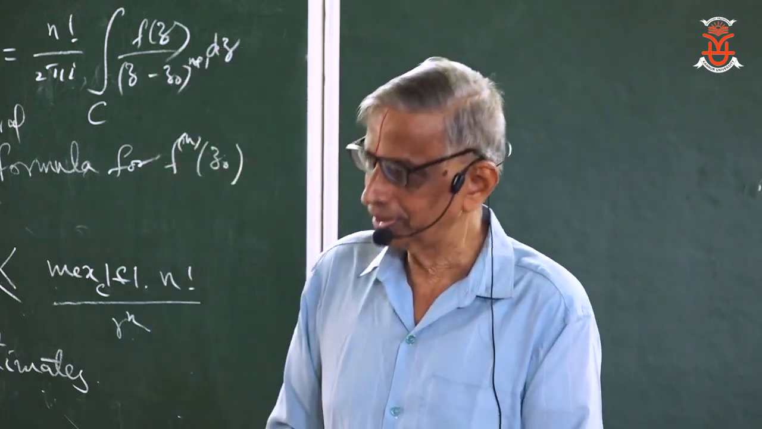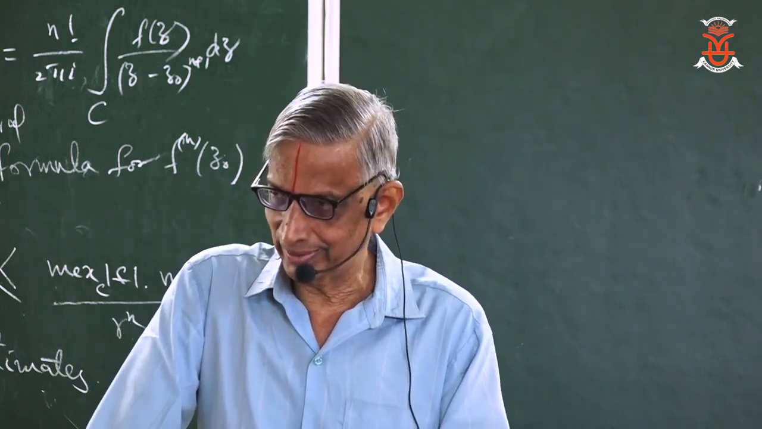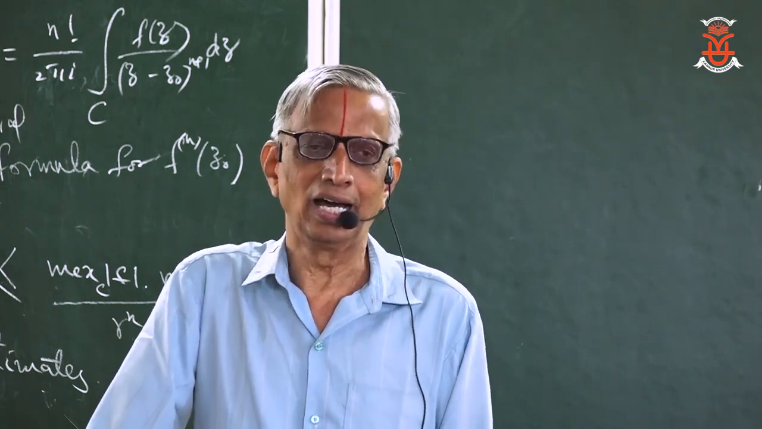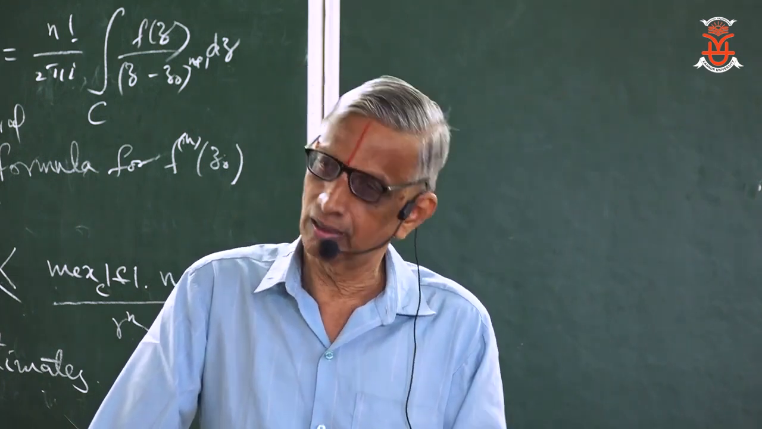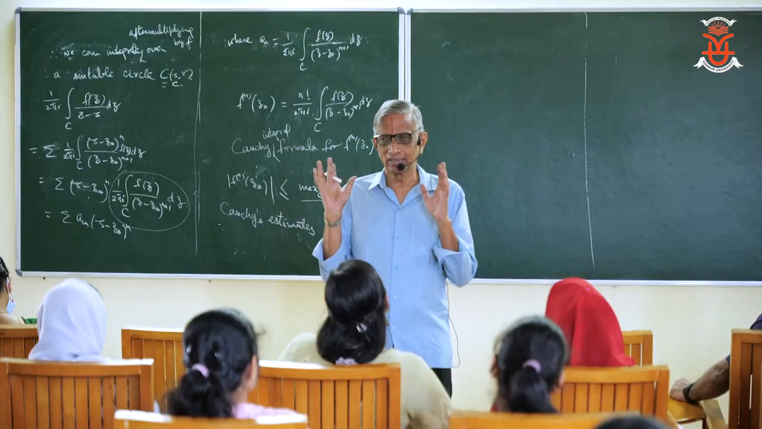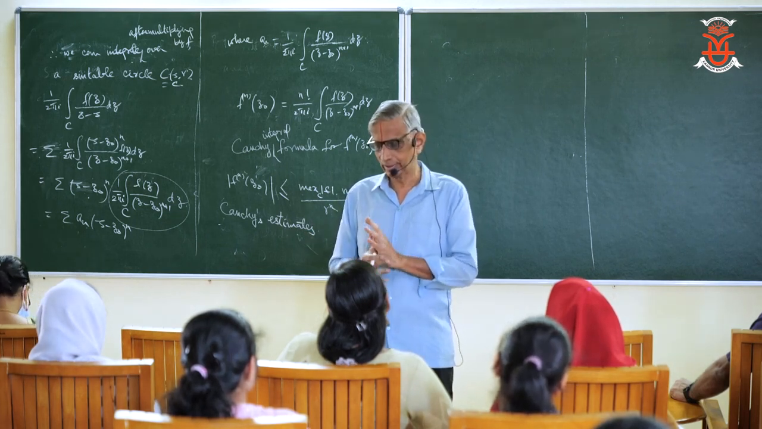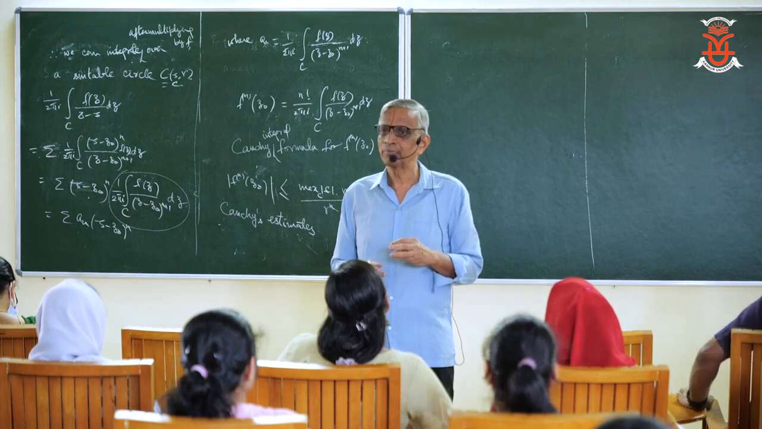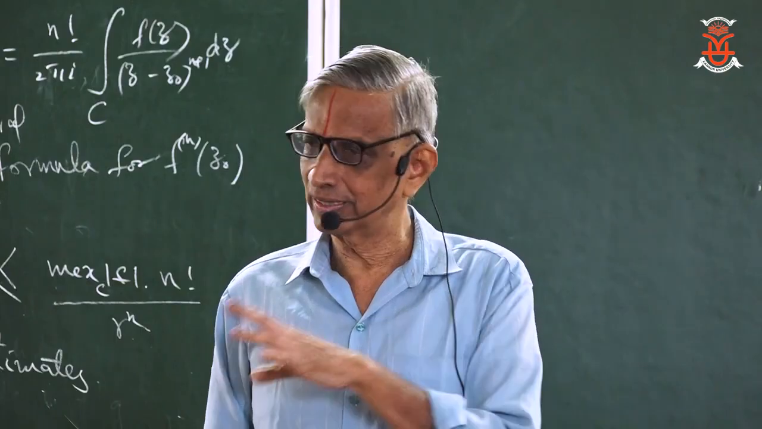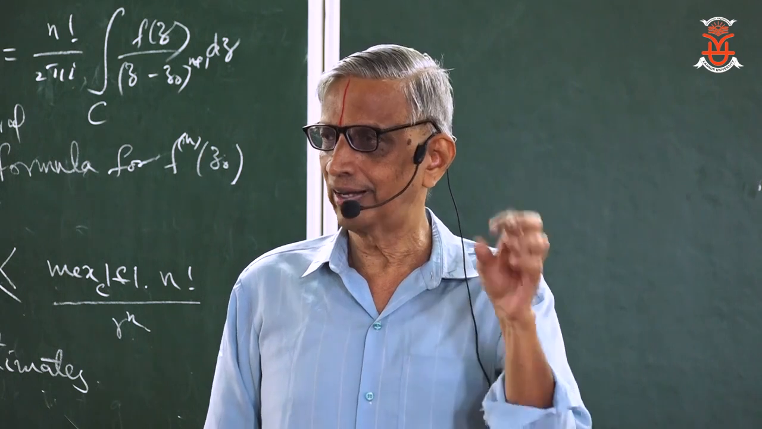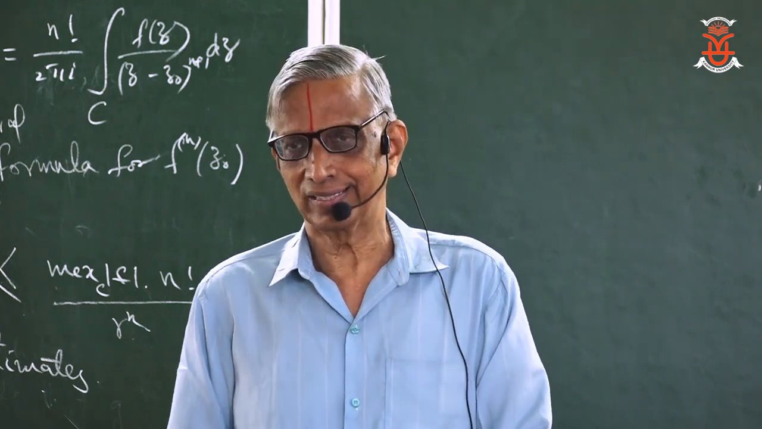So the correct statement would be: if f is analytic on a connected domain and f prime is 0, then f is a constant on that domain. Or slightly more generally, if f prime is 0 on a domain omega, then f is locally constant. Constant on each connected component, if you like, or constant in a neighborhood of each point. So that's the correct general statement.